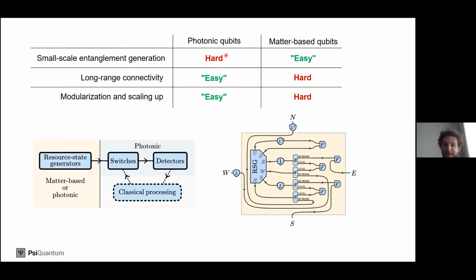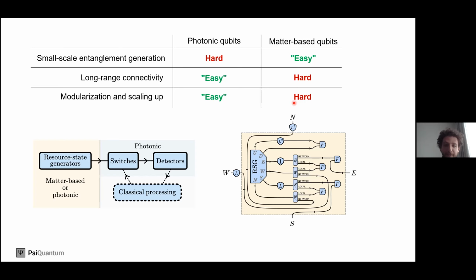But for matter-based qubits, like superconducting qubits, generating small entangled states like GHZ states or larger states is something that existing devices can do without problems. But making long-range connections and modularizing, scaling up, that's hard.